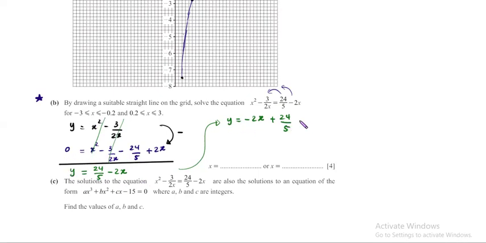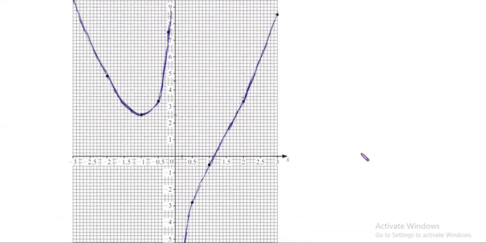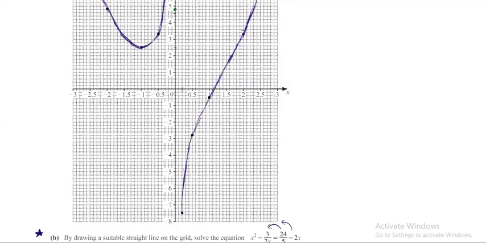Now I need to draw this. Now I can find what 24 over 5 is equal to. So 24 over 5 is equal to 4.8. So that is y is equal to minus 2x plus 4.8, because 24 over 5 is equal to 4.8. This 4.8 is the y-intercept. So we mark the y-intercept first. So this is 4, this is 5, 4.8 is here. So I have marked the y-intercept.